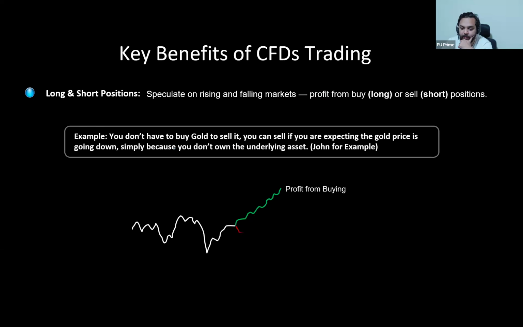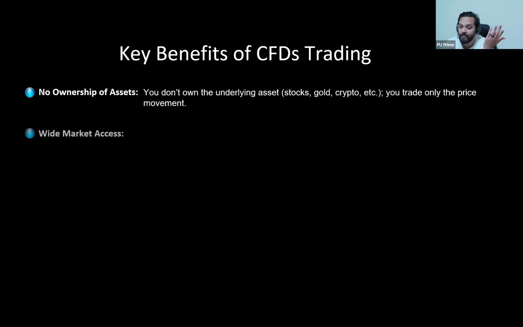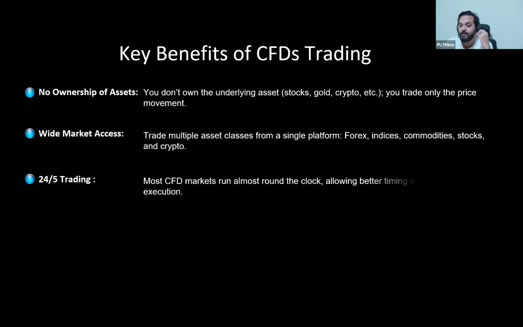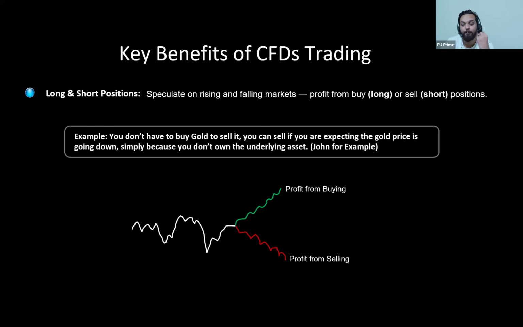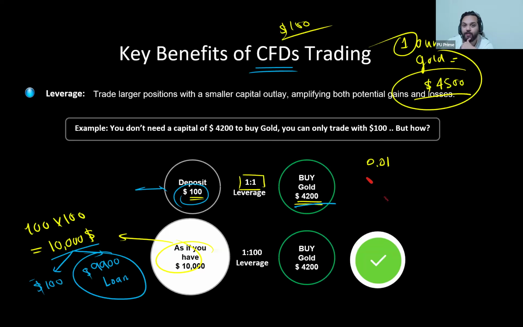So you can make a profit from buying and you can make a profit from selling. No ownership of assets. You don't own anything. Wide market access. You can trade whatever you want. 24/5 trading. You can trade all day. But guys, if you think about CFDs' pros and cons, the pros are the same as the cons. Leverage is good because it maximizes your profit, but at the same time, it's a drawback because it can vanish your capital in no time.